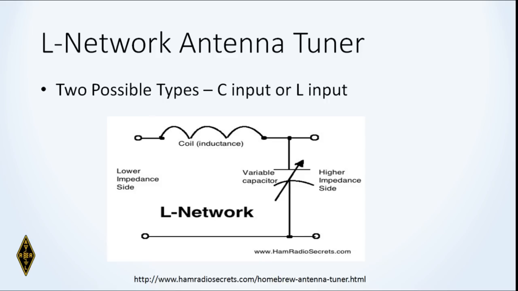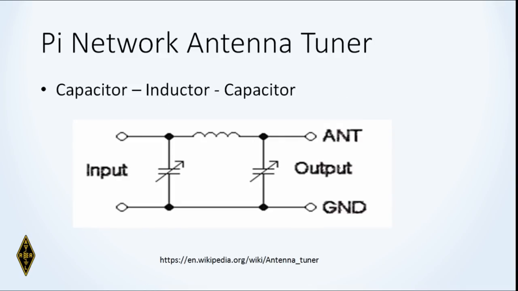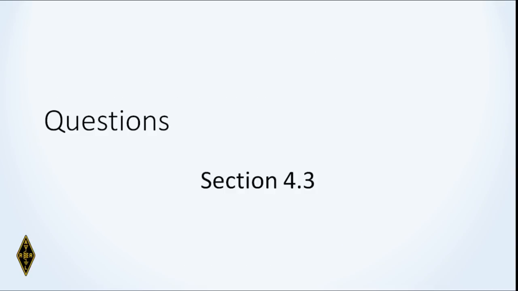And inside that tuner will be a capacitor or an inductor combination, either an L network like this, which has the coil on the top on the input and the variable capacitor on the output, or you can have an arrangement here with two capacitors and an inductor. This is called a pi network tuner. And so the tuners are built in different configurations for different purposes.